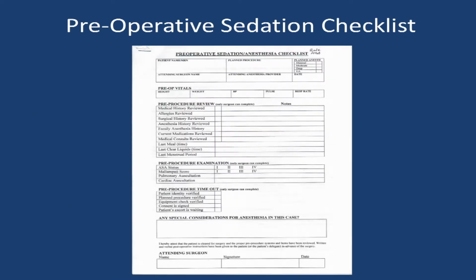This is a preoperative sedation checklist. Every office that does sedation must have a preoperative sedation checklist of their own. As you look at this list, there are a number of things that ask us to check on to make sure that we know exactly what's happening with the patient.